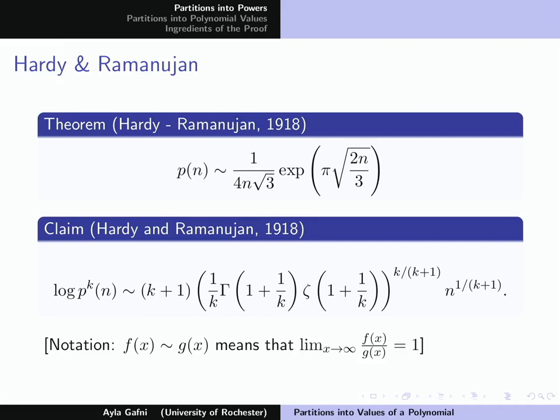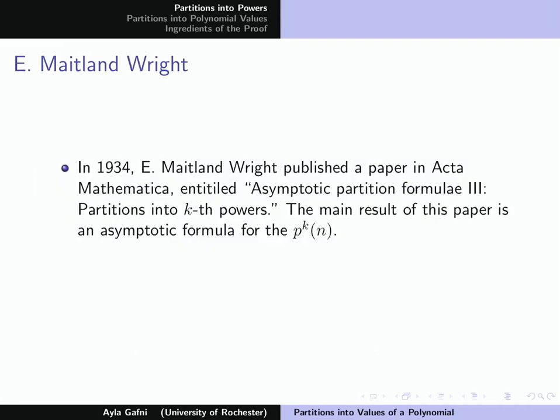So this was claimed in 1918, and they did not prove this. But in 1934, Wright published a paper where he did actually write an explicit asymptotic formula for p_k of n. And his paper is a bit of a monster. It's over 50 pages long, and it includes only this one result. So it's basically just the proof of this result of p_k of n. And even to state the formula itself, you need to introduce some new strange objects called generalized Bessel functions, which are rather esoteric these days.